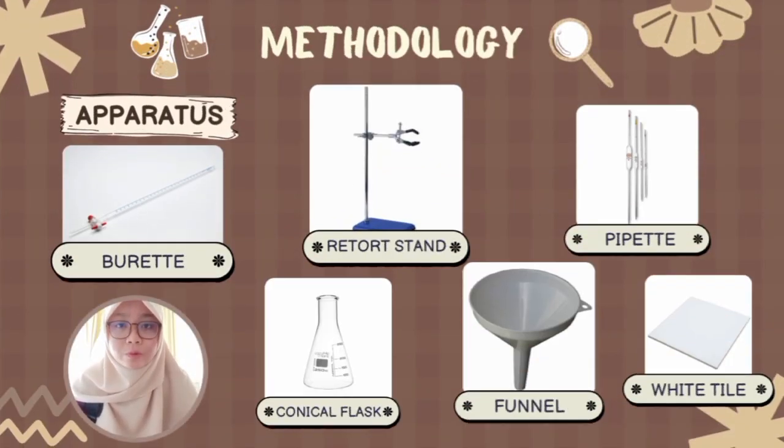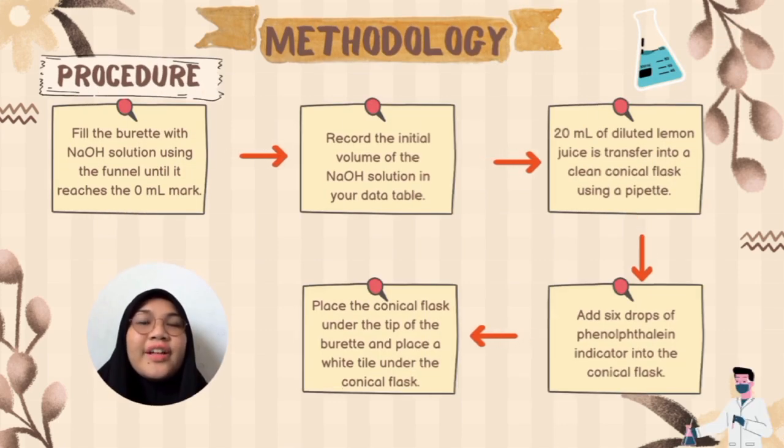Some apparatus that we use are burette, retort stand, pipette, conical flask, funnel, and white tile. For the procedure, first we must fill the burette with the NaOH solution using a funnel until it reaches the 0 ml mark. After that, record the initial volume of the NaOH solution in your data table. Then, 20 ml of the diluted lemon juice is transferred into the clean conical flask using a pipette. Add 6 drops of phenolphthalein indicator into the conical flask.